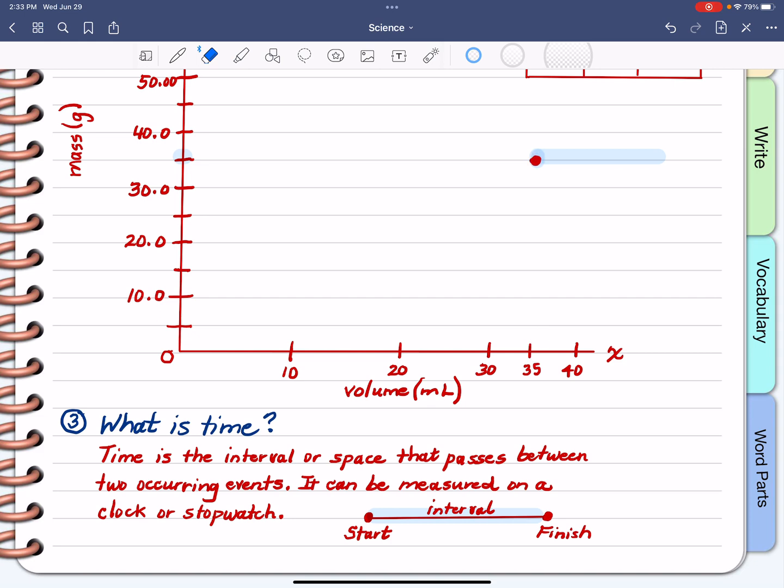And I'm going to go ahead and erase these blue marks because you really don't want to draw those. You do that in your head. You just draw the dot. And I'm going to name this dot W.